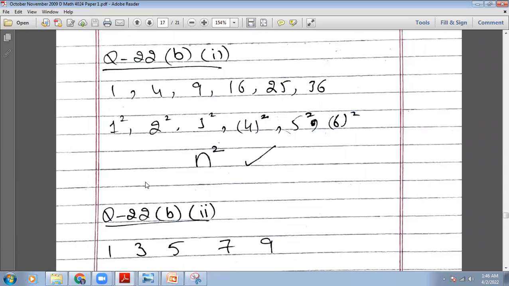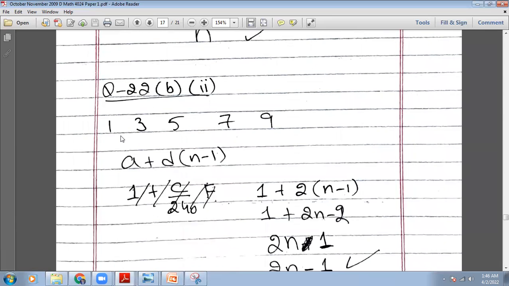Question number 22B, first part. Here is the sequence, and they want us to write down its nth formula. This is 1, 4, 9, 16, 25, 36. So they are basically the square numbers. So the nth formula will be n squared.